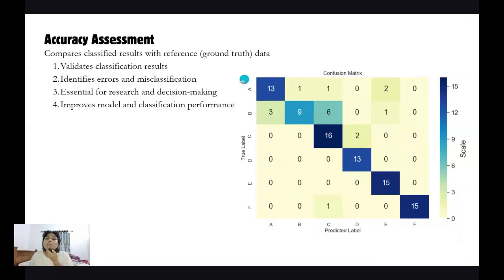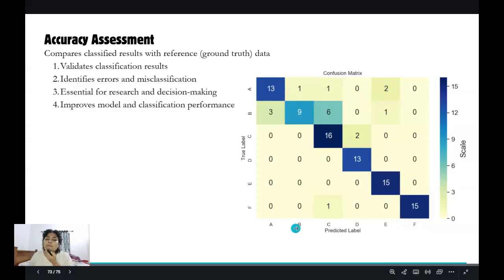They must have shown A, like for example this two, this one, it must have shown up as A, but they are showing up after classifying as B, C or E.